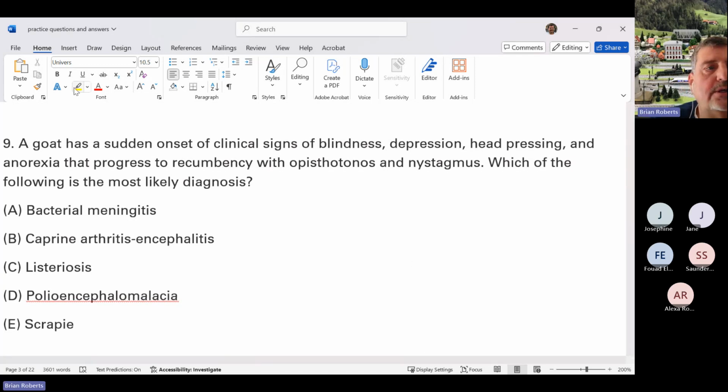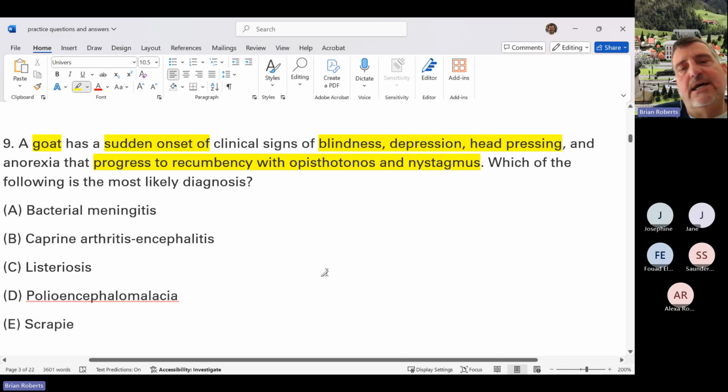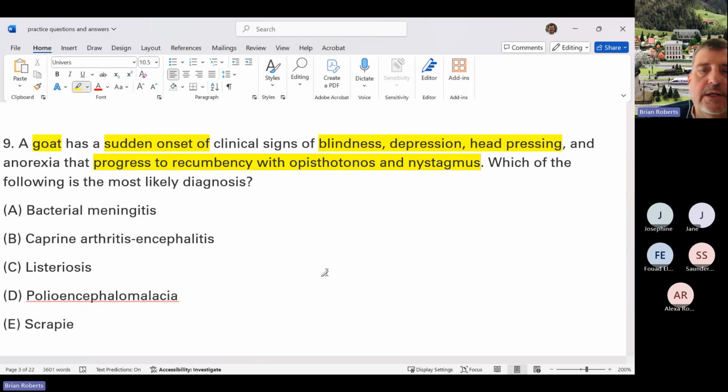Okay, we've got a goat. So we have a goat with sudden onset blindness, depression, and head pressing. Progresses to recumbency with opisthotonus and nystagmus. What is the most likely diagnosis? Okay, so here you have to know a couple of things. Number one, a little bit about caprine medicine and infectious disease. And number two, more importantly, neuroanatomical diagnosis, right?